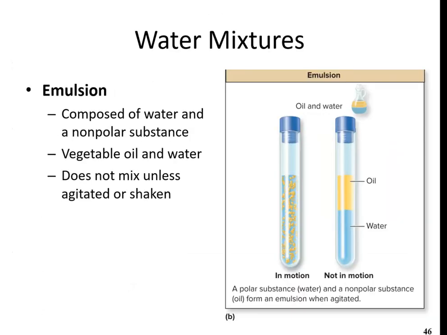An emulsion is composed of water and a nonpolar substance like vegetable oil and water. You would find that in something like a salad dressing. A salad dressing is an example of an emulsion. It will not mix unless you shake it.